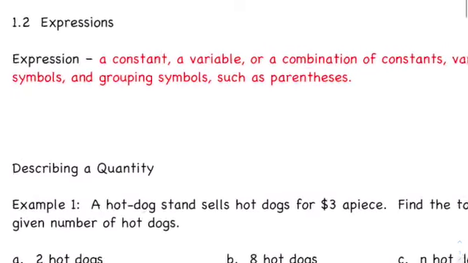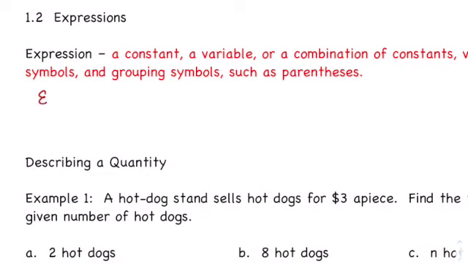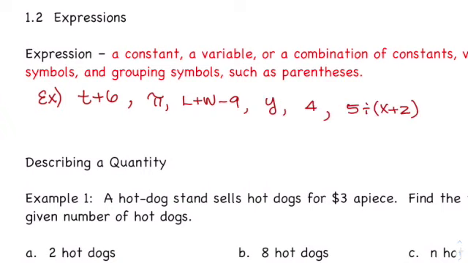So let me give you some examples. For example, you can have t plus 6, that's an example. Or you can have pi, that's an example. Or L plus W minus 9, that can definitely be an example. Just so you know, those are all examples. You can have one term, a number, or you can have a whole bunch of things connected with grouping symbols. You have parentheses right here, and you can have different kinds of symbols there.